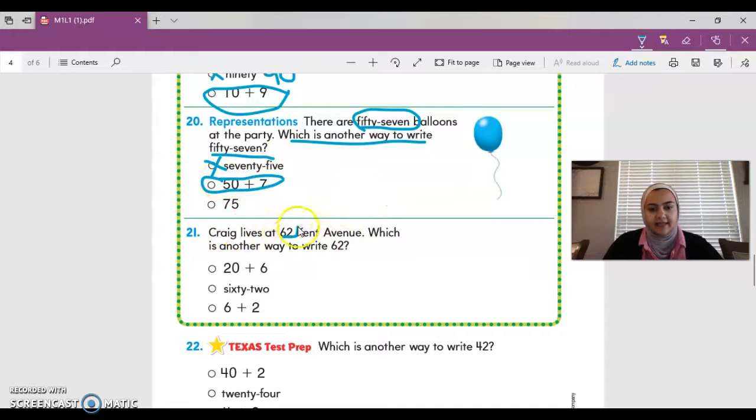And then this one is easy. Craig lives at 62 Kent Avenue. Which is another way to write 62? I'm going to ask you to figure that out on your own. Make sure you have your 1s and 10s chart written on every question, okay?